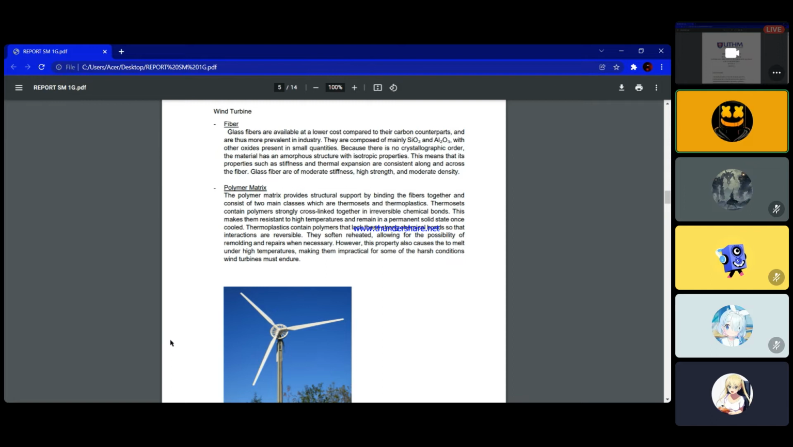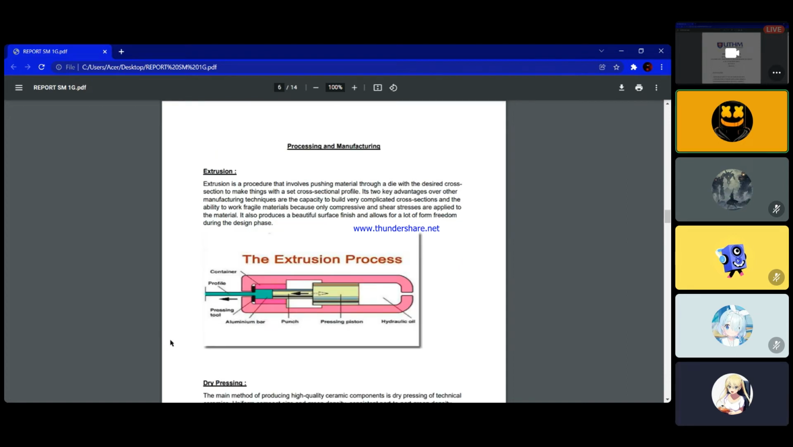However, this property also causes them to melt under high temperature, making them impractical for some of the harsh conditions wind turbines must endure. Now we move to processing and manufacturing.